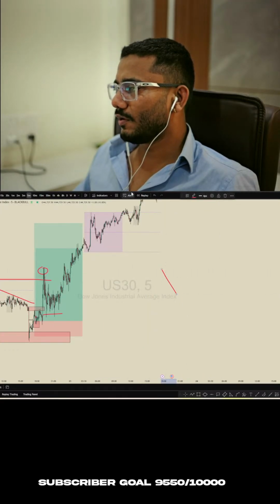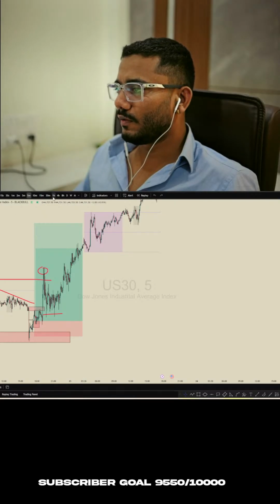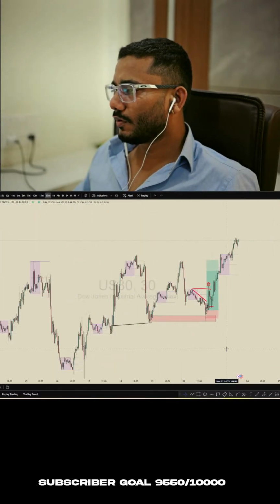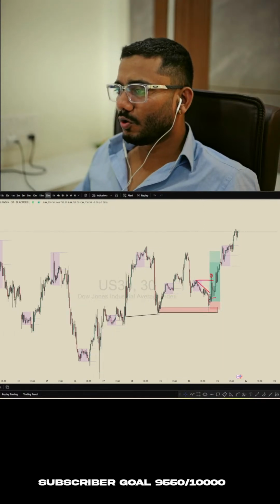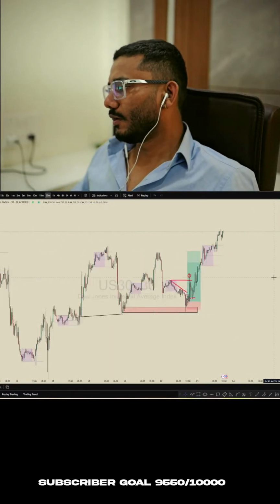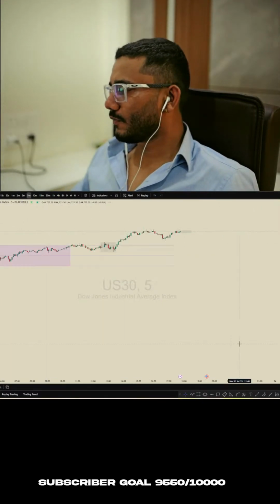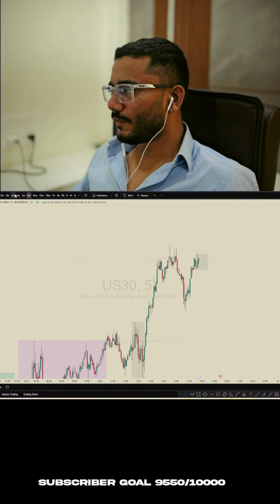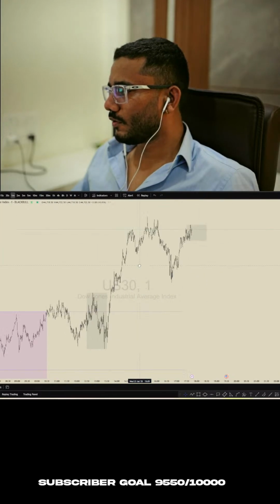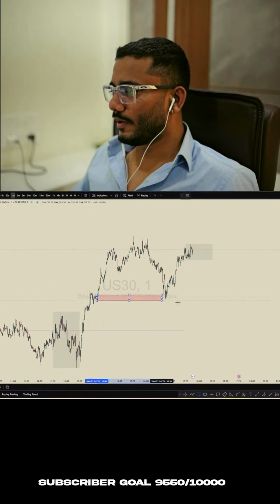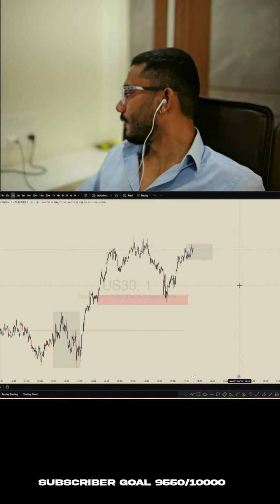Now on US 30, we look for, let's see. On 30 minutes, we can see there is this order block, but I don't think price will react from this. Let's wait for price to react. At 7 o'clock, it will give us a new movement. Till then, we can look for. So here, price has already mitigated this area, and then it's continuing higher.